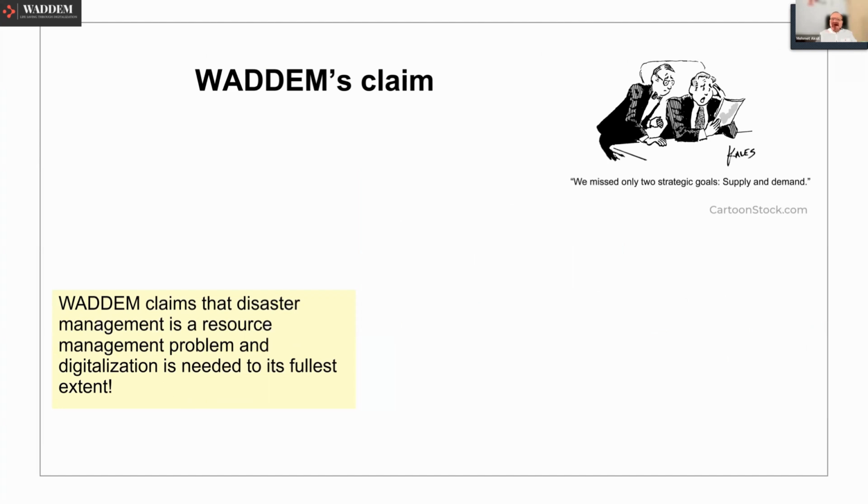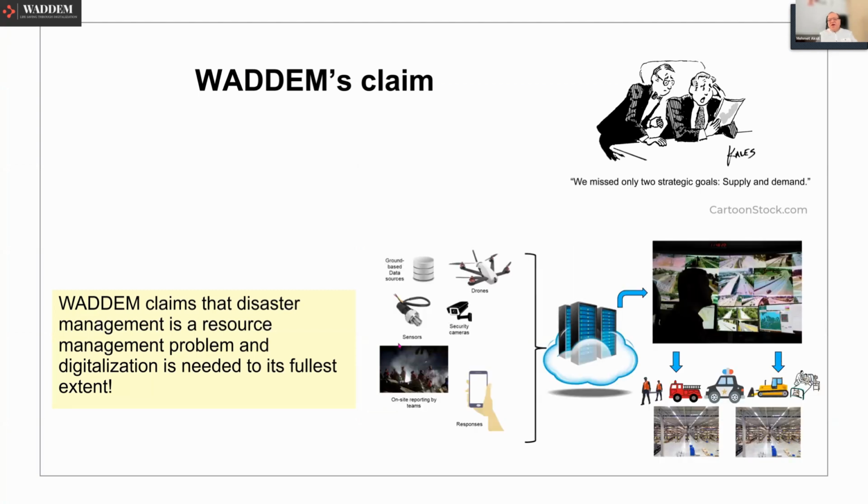So WADDEM's claim is that disaster management is a resource management problem and digitalization is needed to its fullest extent. If you look at this flow of procedures, you detect what has happened, and in the end, you have to allocate resources to the disaster areas. So from all perspectives, it's really a resource management problem. This is the claim of WADDEM.